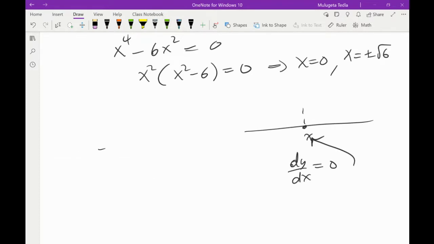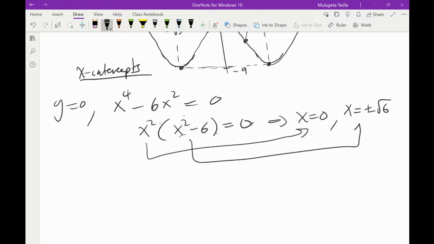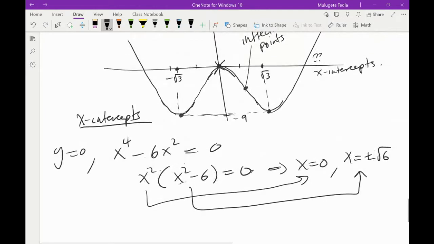So the x-intercepts for this graph are straightforward because we are lucky to factor x squared. The x-intercept means when y equals 0. You don't involve derivatives. When y equals 0, you factor x squared minus 6 equals 0, and this is equal to 0, and this is equal to 0. That gives us those numbers. So x equals 0 is an x-intercept, root 6 is another, and here is the other x-intercept.